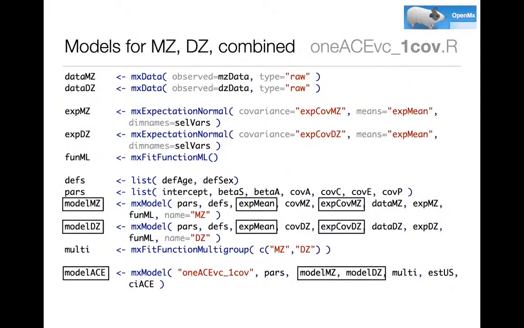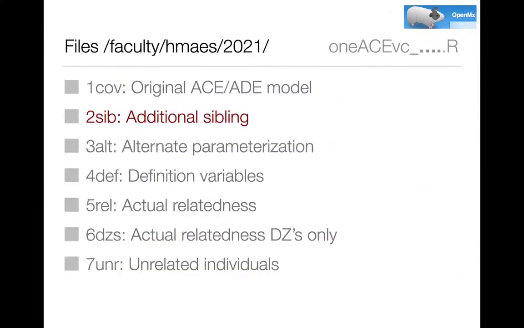Now we have specified both the means and the covariances. We will then put those in separate MX models that are included in an overall model called Model ACE, which is what we're going to run. That's it for a basic ACE model. Now let's see how we can build on that in a variety of ways.